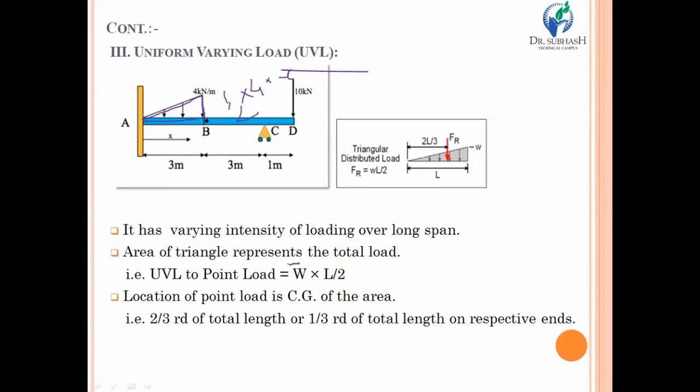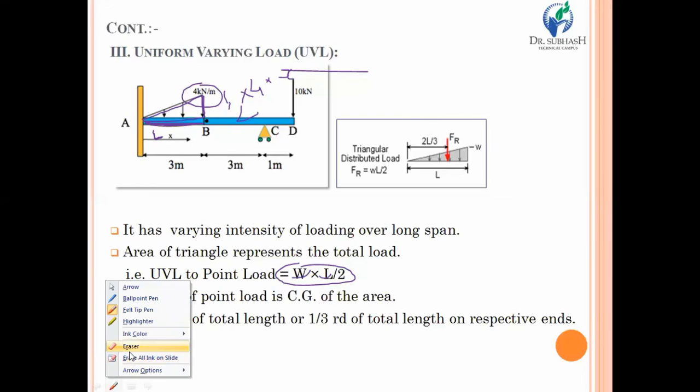Look at the screen. I have multiplied 1/2 into W into L. Over here, W is the intensity of UVL, that you can consider as the base, and L is the span over here, that means this span AB. Consider it as the length L. So if you multiply, you will have the conversion from UVL to point load.